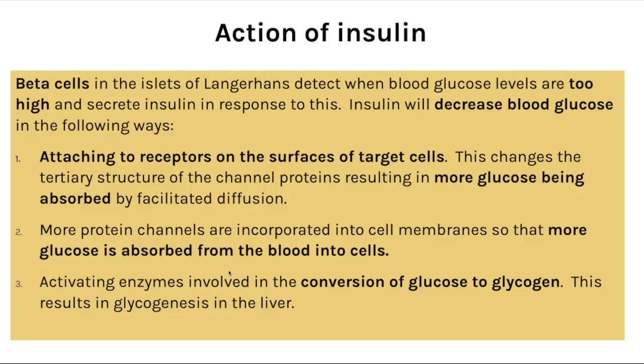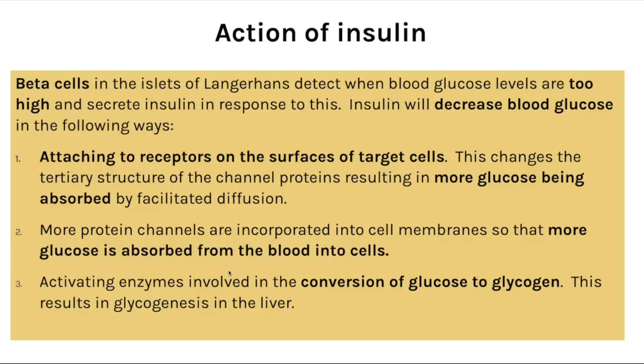Not only that, but when the insulin binds to those receptors on the cell surface membrane of the liver cells, it causes more protein channels to be incorporated into the cell surface membrane. So both points 1 and 2 result in more glucose being absorbed from the blood into the cells. The final step is converting that glucose that is now in the cells instead of the blood into glycogen.